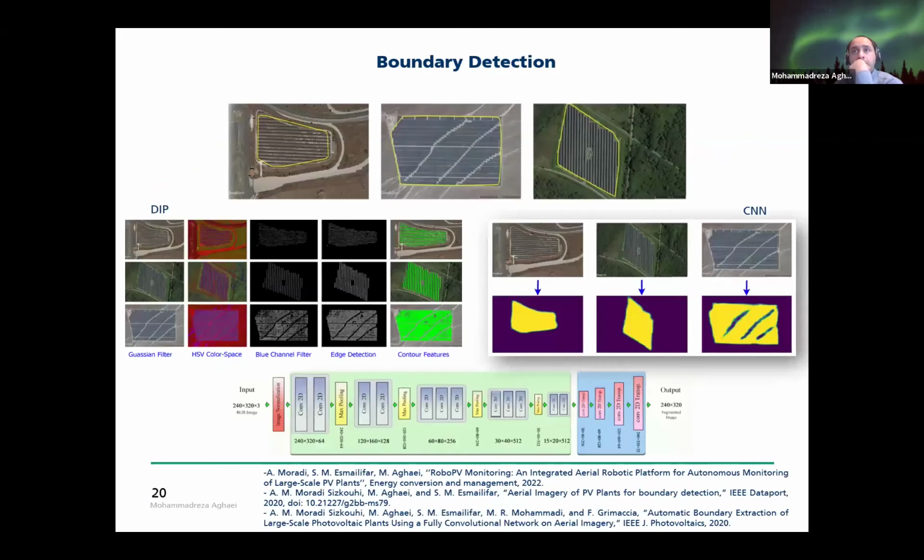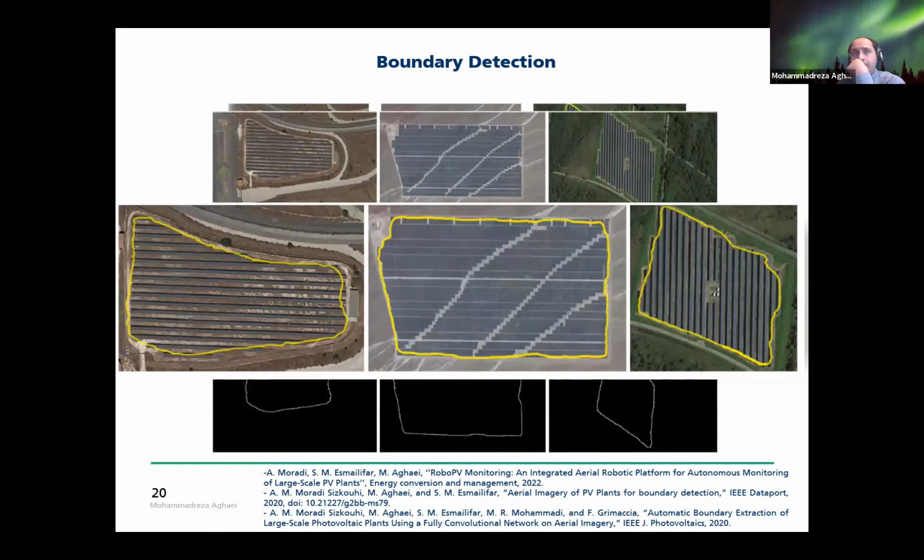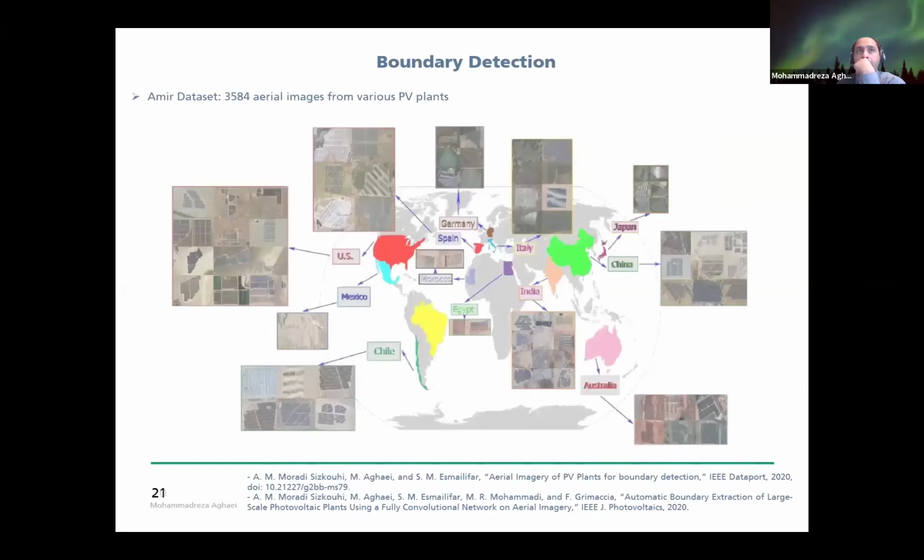So boundary detection is a very important step in RoboPV. We use it to improve and optimize the path planning during the autonomous aerial inspection. And we developed different algorithms using digital image processing and deep learning techniques in order to improve the reliability of the boundary detection at the first stage of the autonomous monitoring. You see here some examples of plants showing how RoboPV is able to detect the boundaries of each plant accurately in order to initiate the next step, which is path planning.